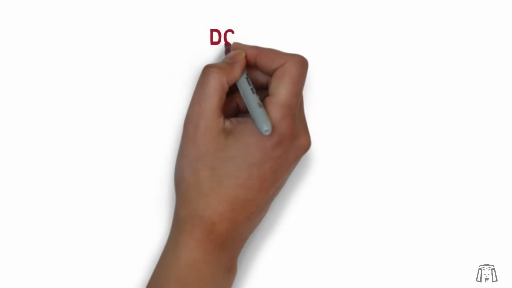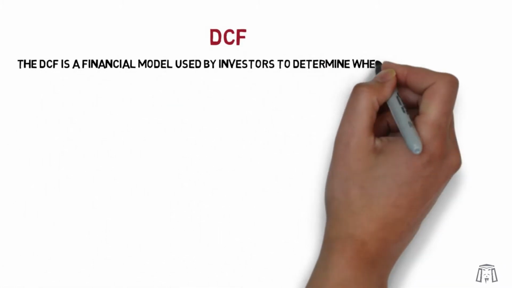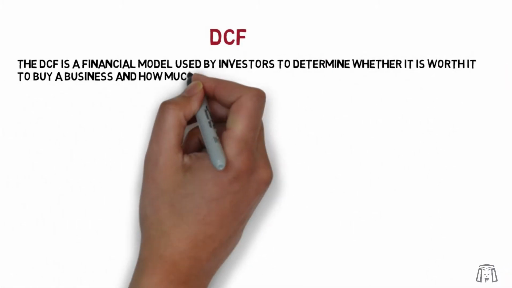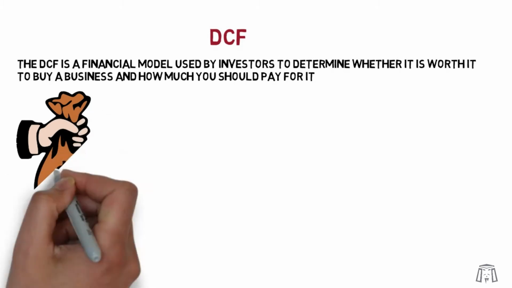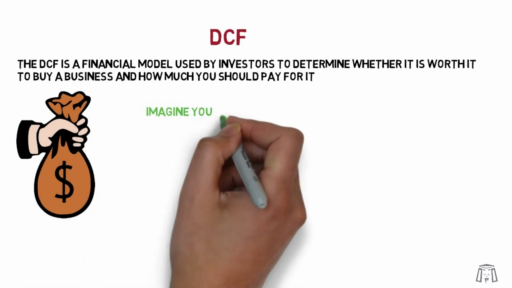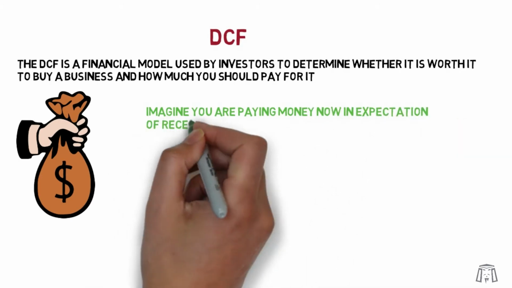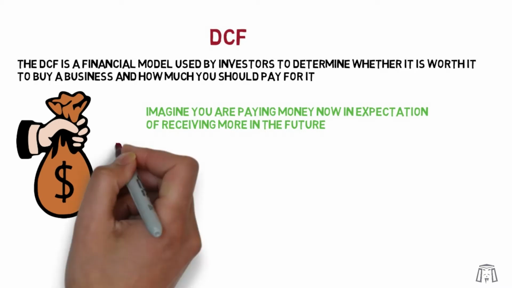Now we'll finally talk about the discounted cash flow model. Mathematical model. The discounted cash flow is a financial model used by investors to determine whether it is worth it to buy a business and how much you should pay for it. This is used by a huge amount of people to see if you should buy or not a stock. Imagine you're paying money now in expectation of receiving more in the future.